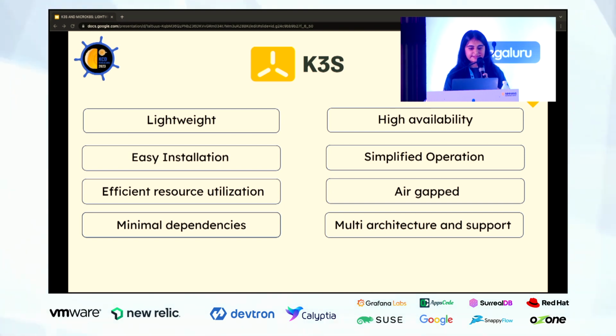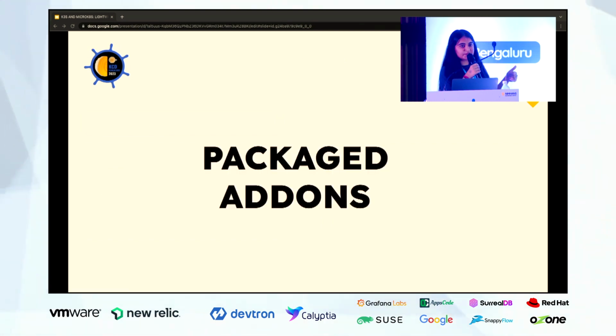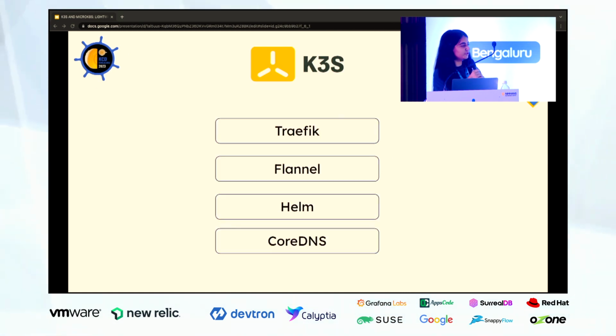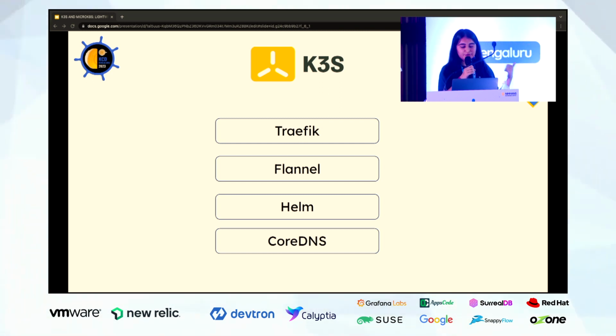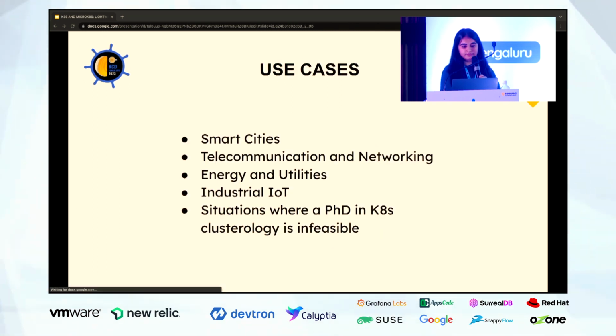So now let's discuss various packaged add-ons that come with K3s. I mentioned only 4 here, but there are various packaged add-ons for K3s. Number one is Traefik, the default ingress controller. It enables routing and load balancing of incoming traffic to services within the cluster. The second is Flannel. It provides support for networking. The third one is Helm. It provides support for Helm as well. And the last is CoreDNS and many others as well. So it comes with various built-in add-ons.